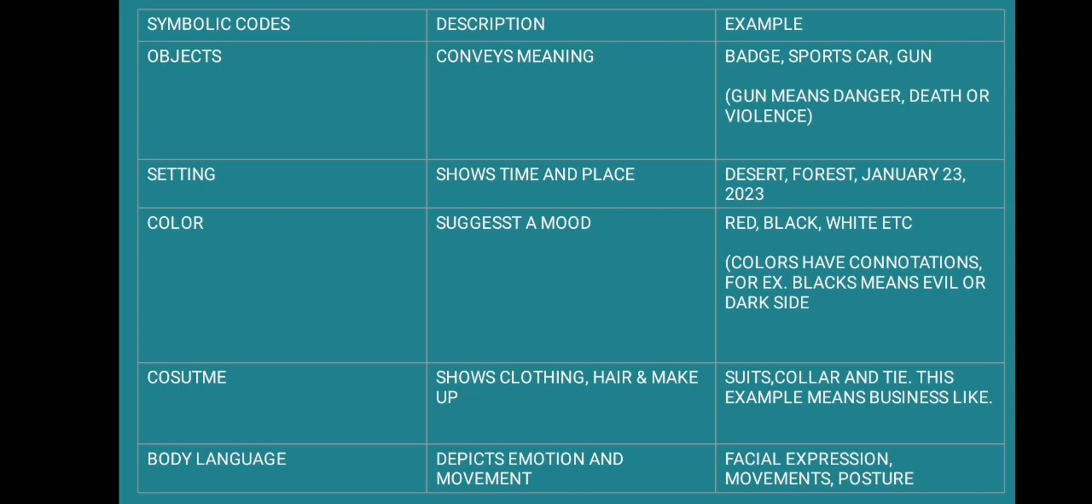So, ano naman description ng object? It conveys meaning. So, for example nito, badge, sports car, and gun. For example, mayroong isang scene, may isang police na nagpakita ng badge. Of course, it represents authority over and power, 'di ba? Kasi pag nagpakita yan ng badge, ibig sabihin law enforcement 'yan.